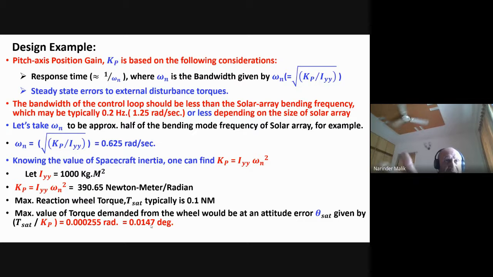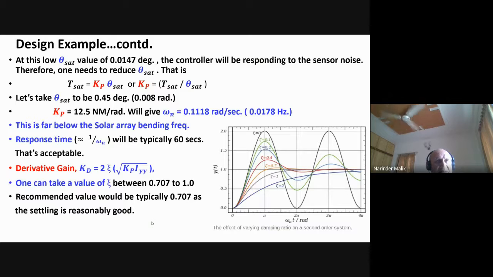Now, with that kind of thing, the spacecraft sensor itself may have larger noise. So you have to reduce the value of Kp. Otherwise, with that Kp the spacecraft will be responding to noise only. So let us do one thing. Let's do the iteration and take theta, instead of 0.0147, to be approximately 0.45 degree, which I round off to 0.008 radian.